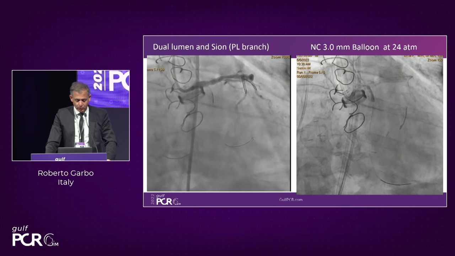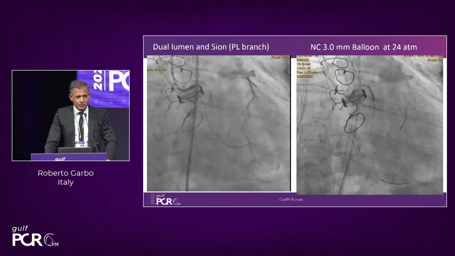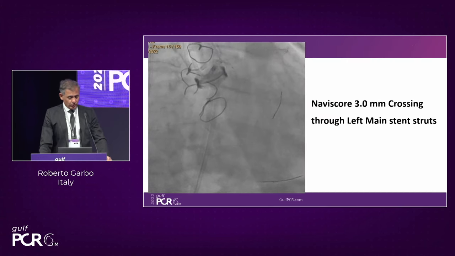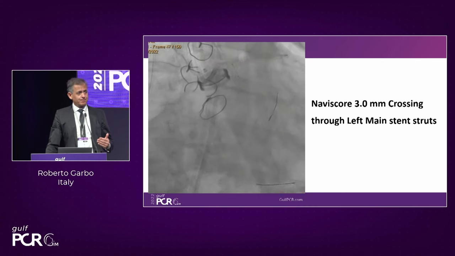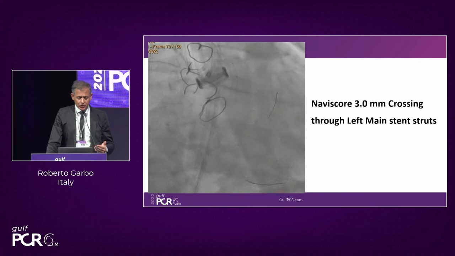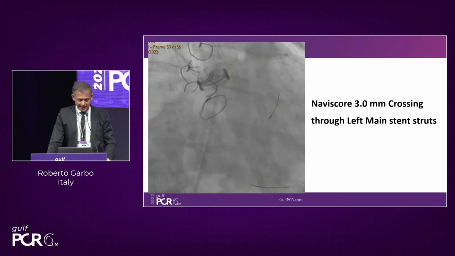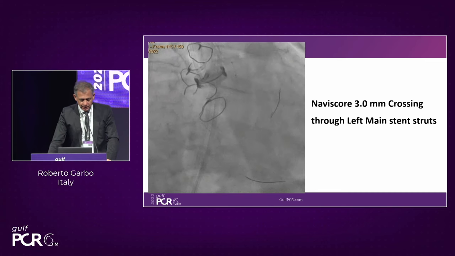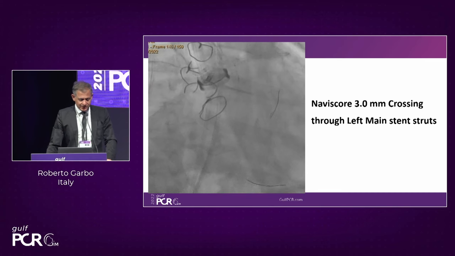So this time I want to test the Navi score in that tricky situation, because we have to cross a stent strut in an osteo-calcified, severely calcified lesion. You can see here the Navi score behavior is great. I need to push, but I'm able to advance the Navi score beyond the stent strut at the level of the ostium of the circumflex.